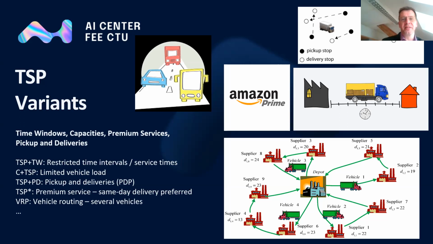You could have pickup and deliveries. That's the upper right corner, where you have to pick up some goods from one customer and bring them to the other one. And so you first have to visit, of course, the pickup location before you visit the delivery location. You could have premium services, like Amazon Prime, to deliver in one day, same day delivery. You could also have multiple vehicles, like an entire fleet, could be homogeneous, could be heterogeneous, and always you want to find good routing among that.